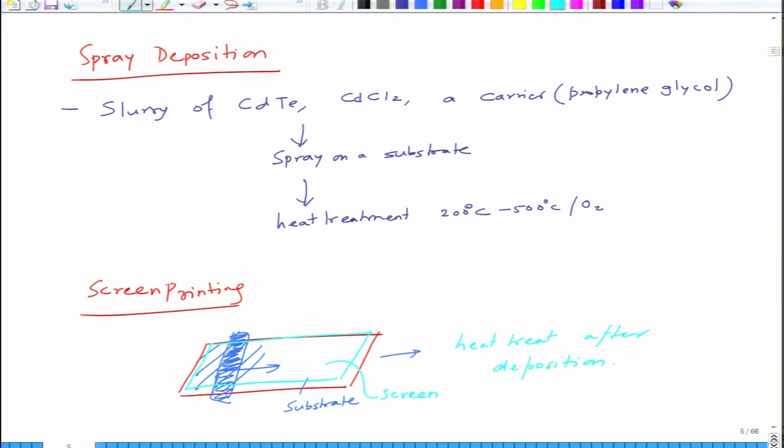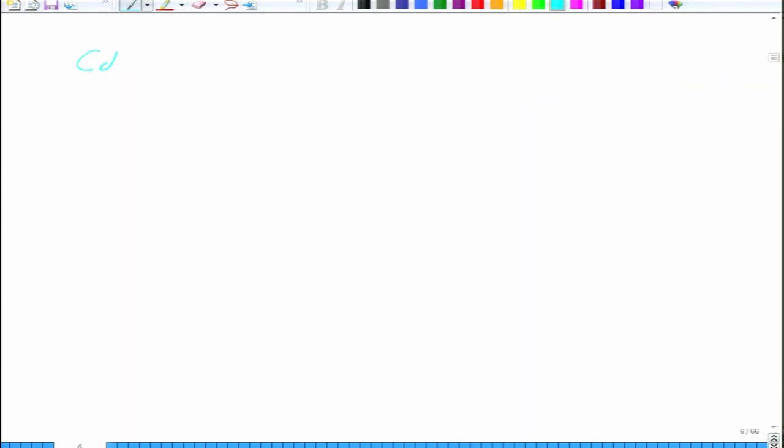And cadmium sulfide can be deposited by solution deposition, chemical bath deposition. So the CdS layer can be deposited by chemical processes, or it can also be deposited using physical processes.